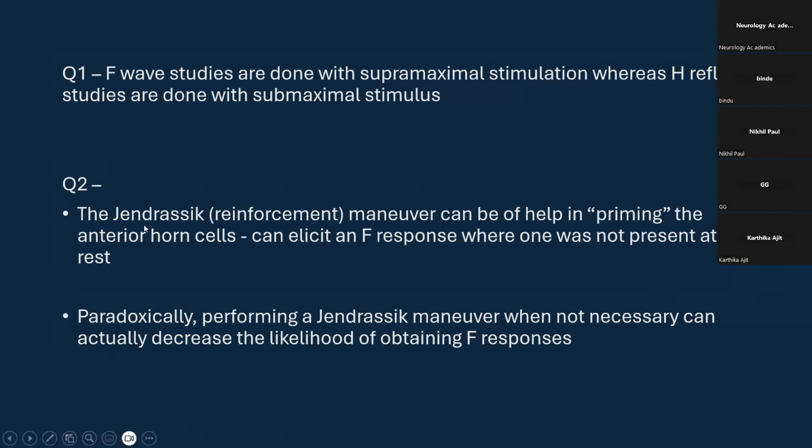And the effect of Jendrassik maneuver on F responses helps in priming the anterior horn cells, so it can elicit the F response where one was not present. If the patient does not have an F response, you should try again with the Jendrassik maneuver. But if an F response is already elicited, you should not perform the Jendrassik maneuver because it paradoxically decreases the likelihood of the F response.